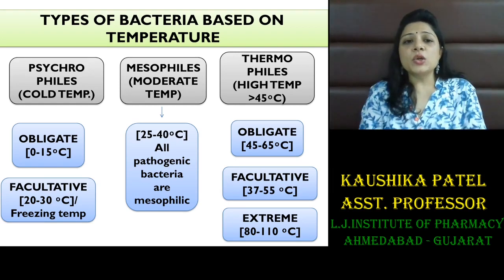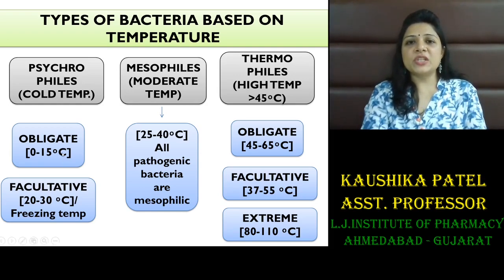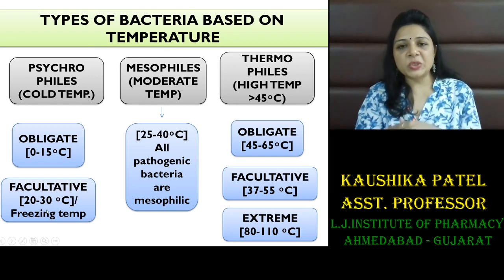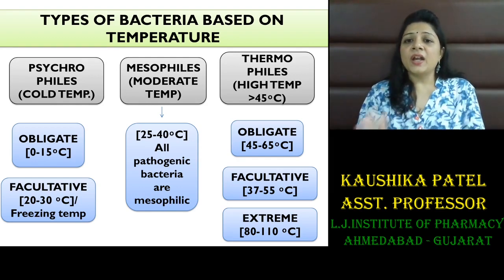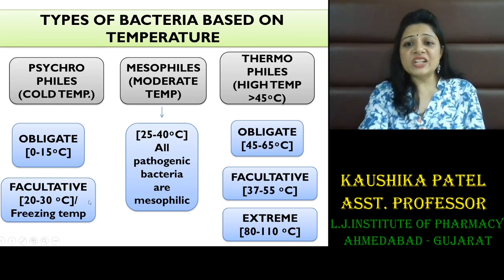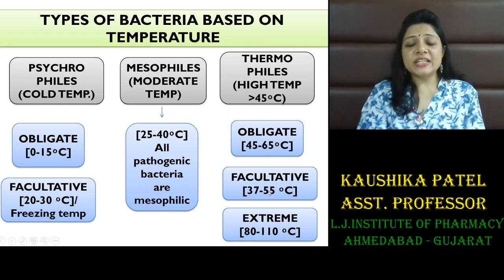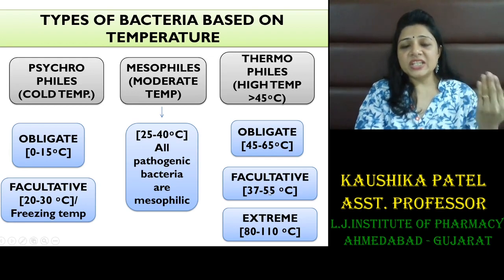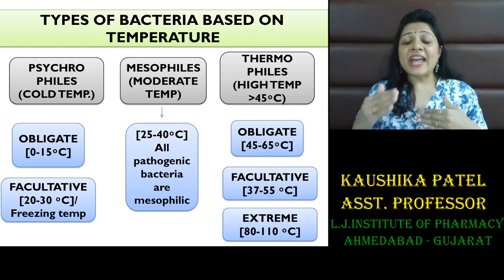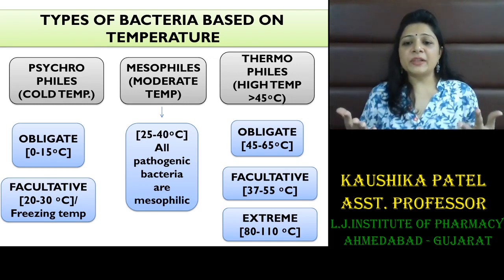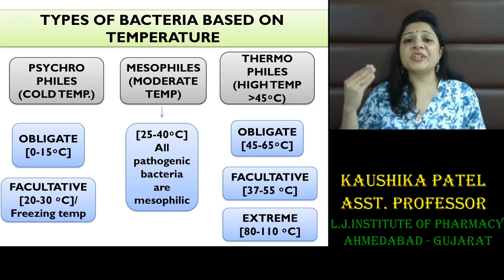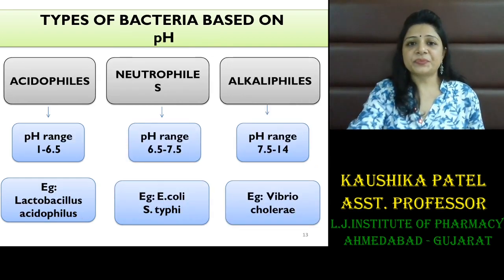They will not get killed. So obligate psychrophiles grow between 0 to 15 degrees Celsius, but facultative ones can survive up to 20 to 30 degrees Celsius temperature. Obligate thermophiles grow between 45 to 65 degrees Celsius. Facultative ones grow between 37 to 55 degrees Celsius. But extreme thermophiles are available, which can survive at a temperature up to 110 degrees Celsius.